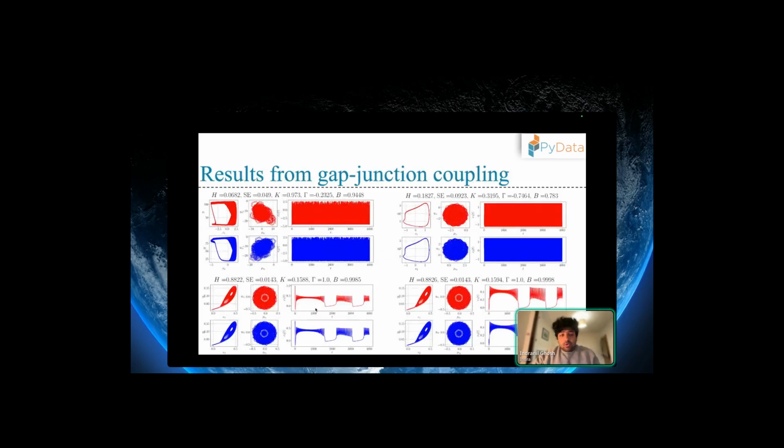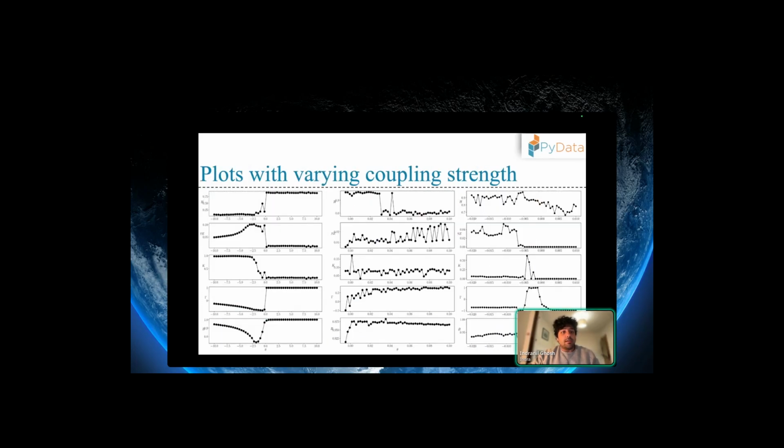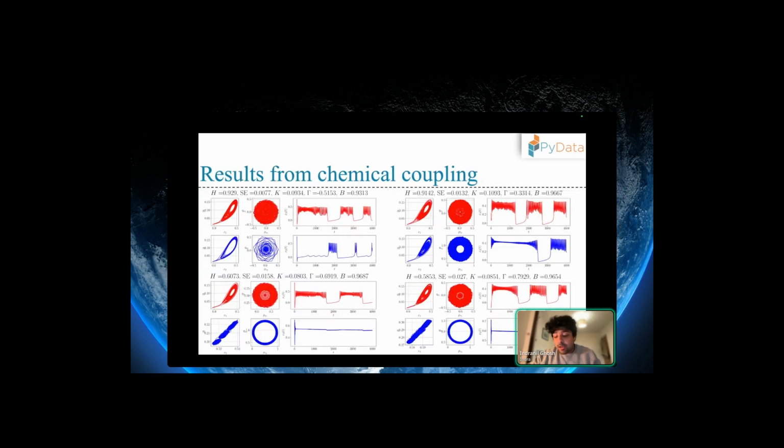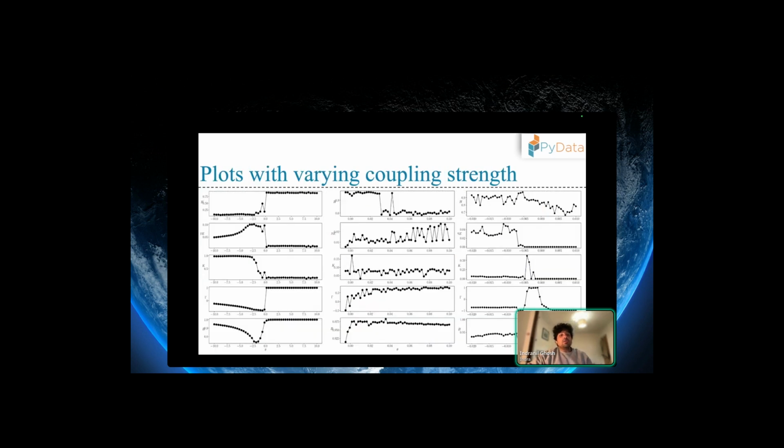So these are the results that I showed to you from the gap junction coupling, the chemical coupling, and the other coupling. So you are varying the theta values every time, right? Now you can study how these quantities change with changing the theta value. The first one is for the gap junction coupling, the second one is for chemical coupling, and the third one is for more nonlinear coupling that I showed to you.